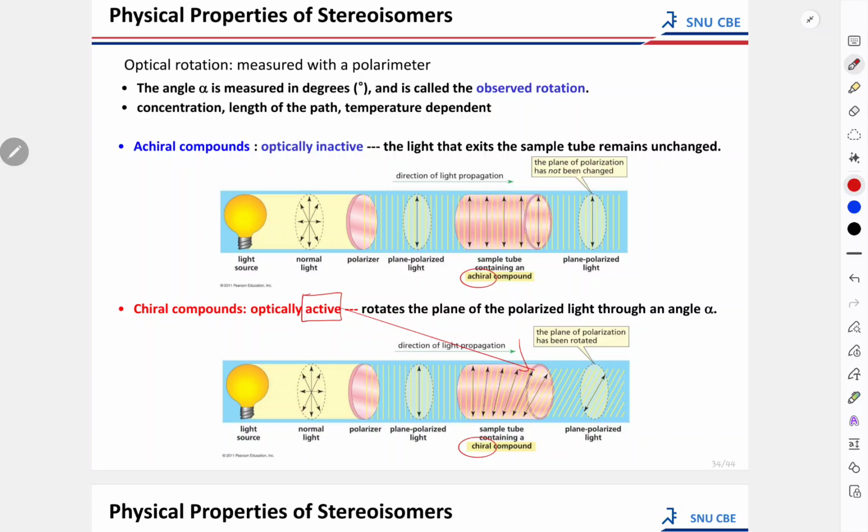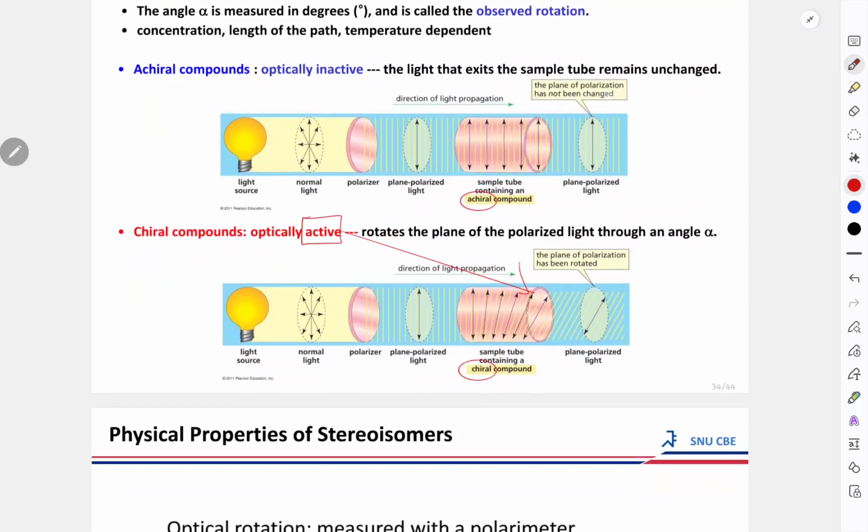The plane of polarization will just remain. There will be no rotation. That's how you can define optically active versus optically inactive. Achiral compounds are optically inactive, meaning there's no rotation. The plane of the polarized light doesn't change, but the chiral compound in the sample can interact with this polarized light and tilt the angle, and the plane of polarization gets rotated.